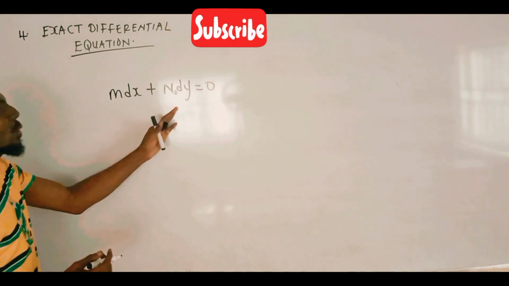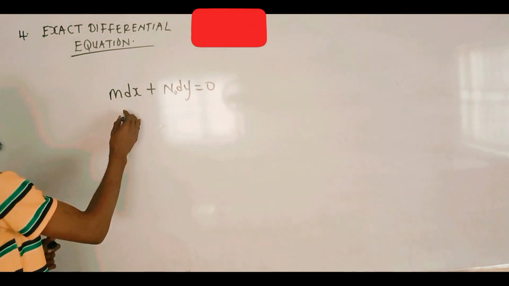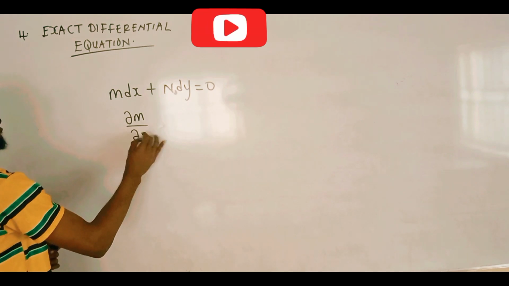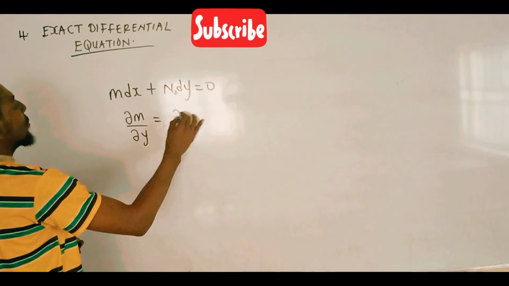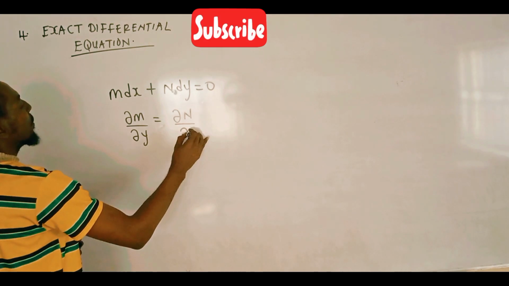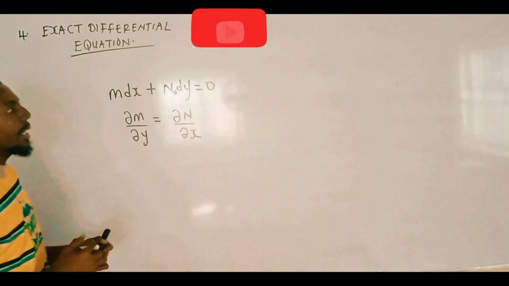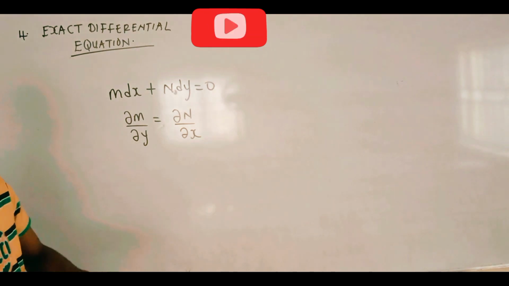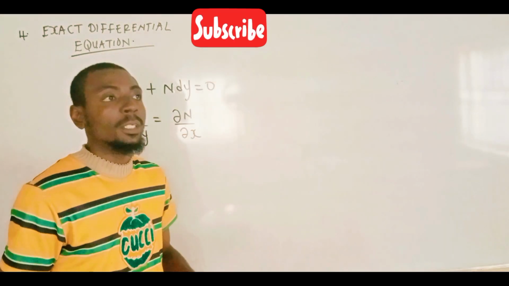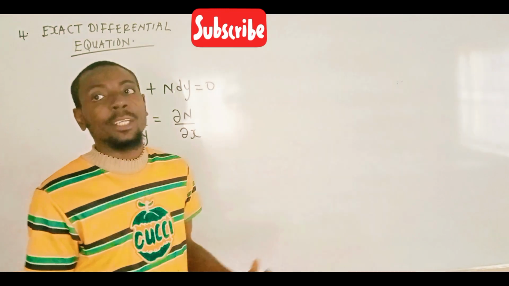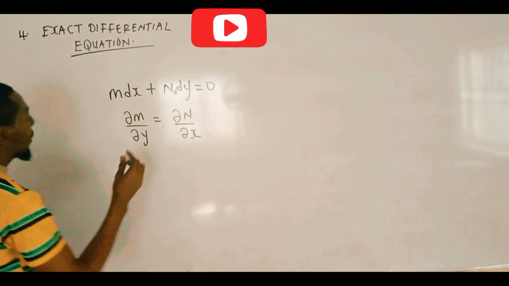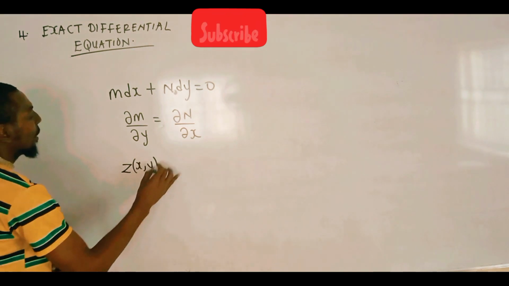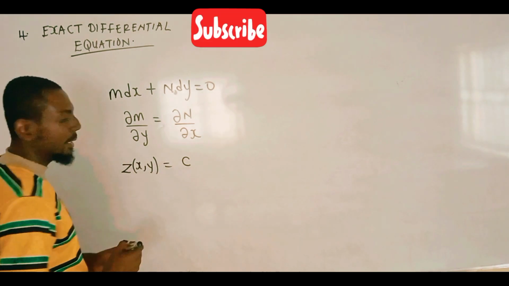And this particular equation is said to be exact if and only if the partial differentiation of M with respect to y is equal to the partial differentiation of N with respect to x. Okay? The implicit function is actually a multivariable function, a function containing both x and y. It's a function like this. Let's say given z of x comma y to be equal to some constant c.